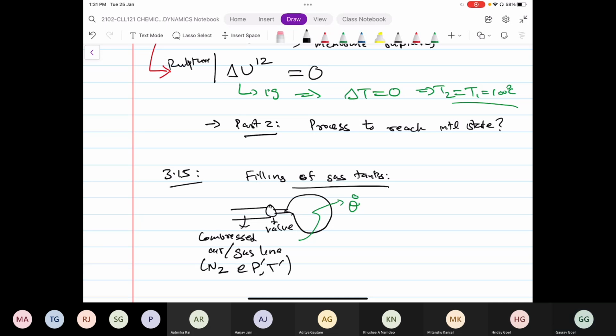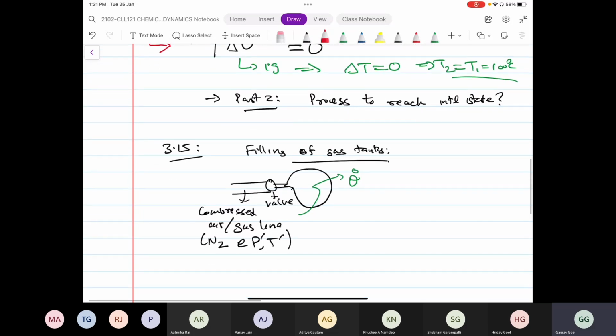I'll first complete the problem as per the details given, and then we'll discuss a more practical scenario of the same thing. The idea here is I want to fill nitrogen cylinders. That is essentially what we want to do. So let us see how it will be relevant.